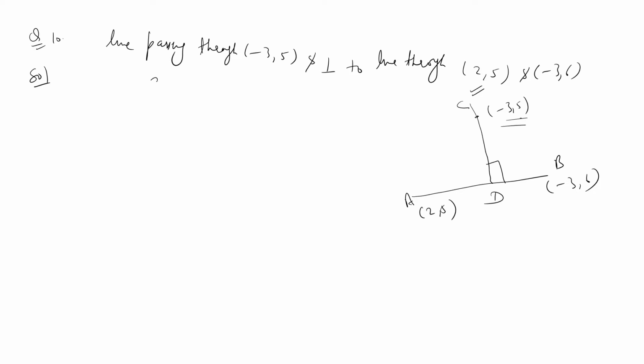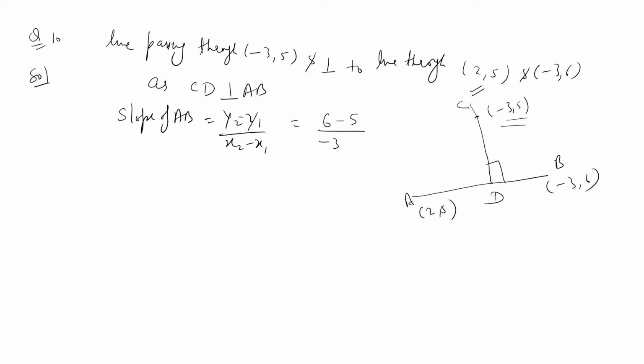How? Because as CD is perpendicular to AB, right? So if slope of AB using y2 minus y1 upon x2 minus x1 is 6 minus 5 upon minus 3 minus 2, that is 1 upon minus 5, which is minus 1 upon 5. So I know if this is M2 and the slope of CD is M1, then I know that if 2 lines are perpendicular, the product of their slopes is minus 1, right?